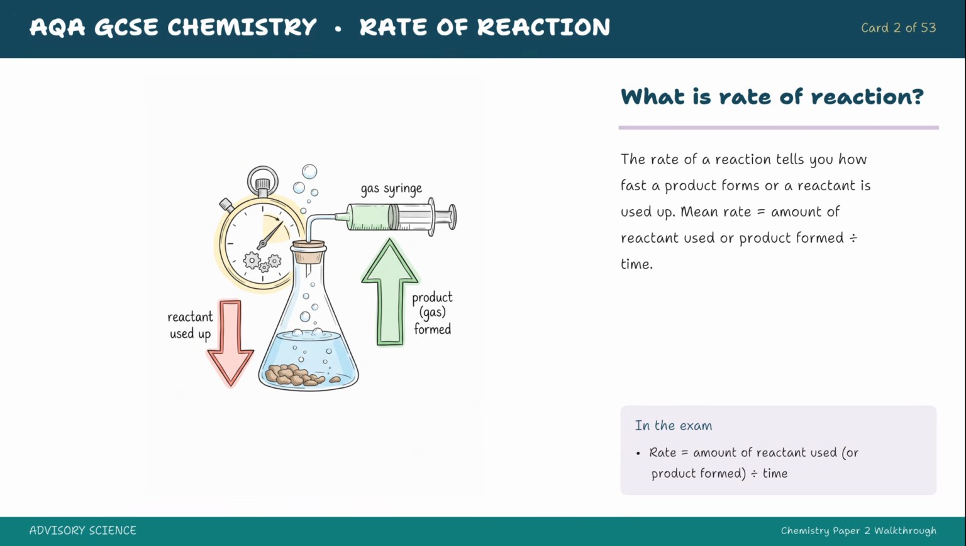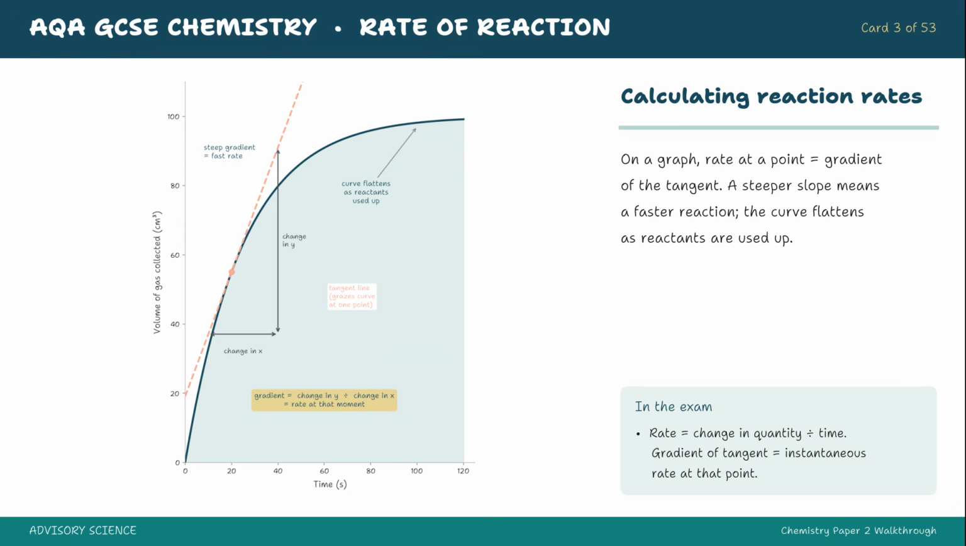Calculating reaction rates. The rate of a reaction tells you how much product forms or how much reactant is used up over a specific period of time. You calculate it using a simple formula. Rate equals the amount of reactant used or product formed divided by time.